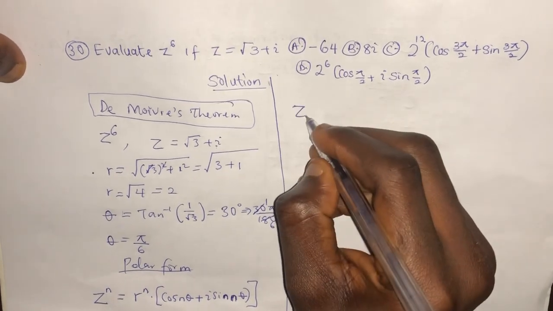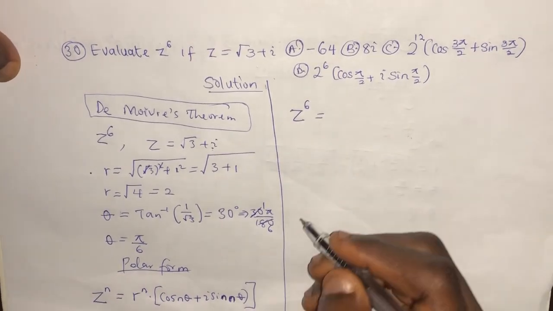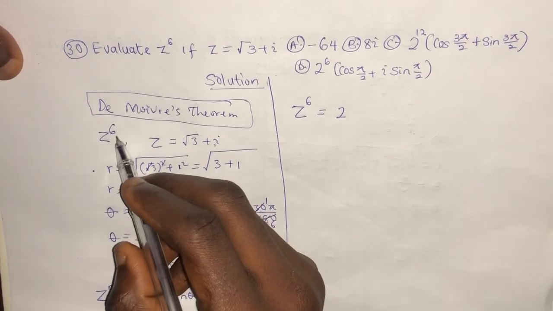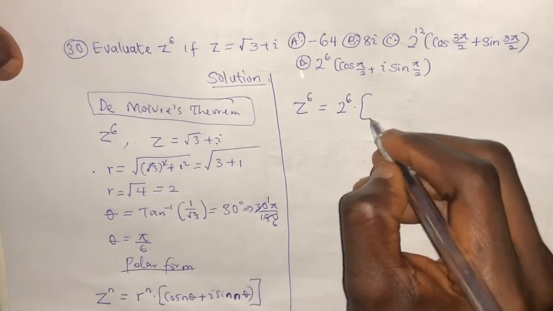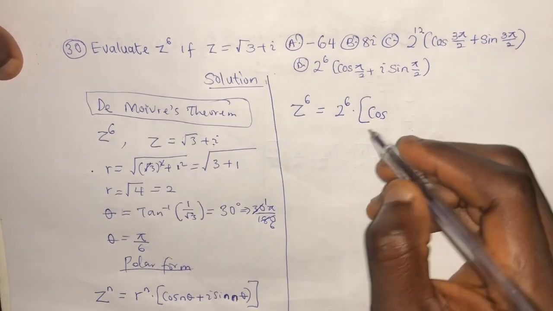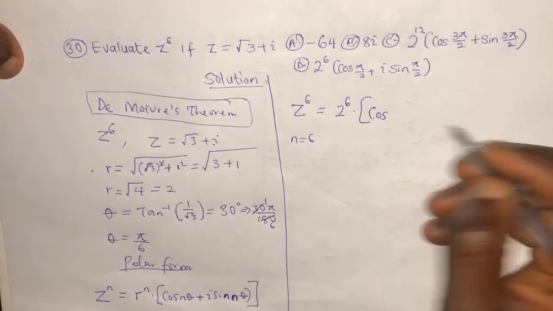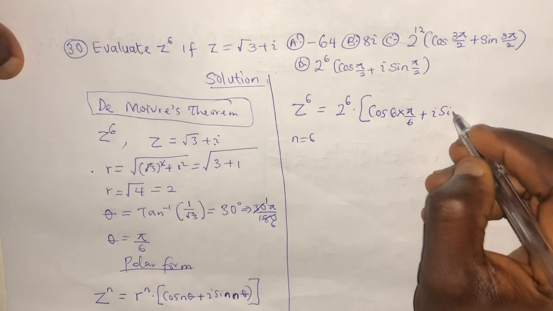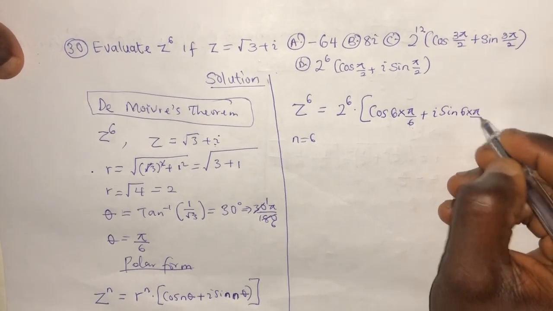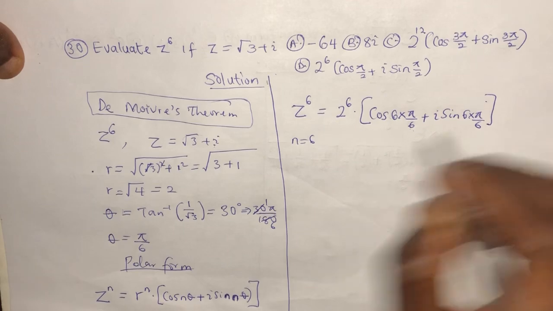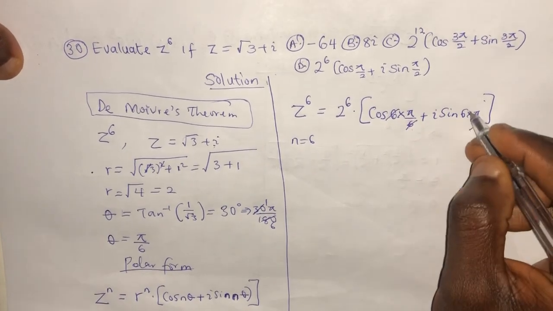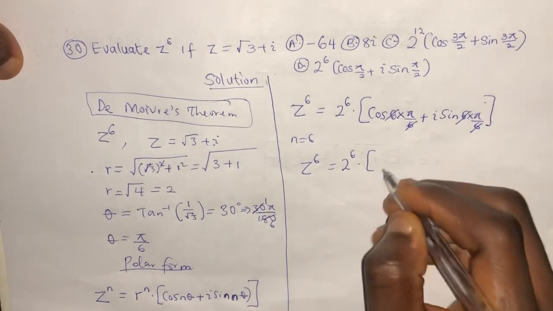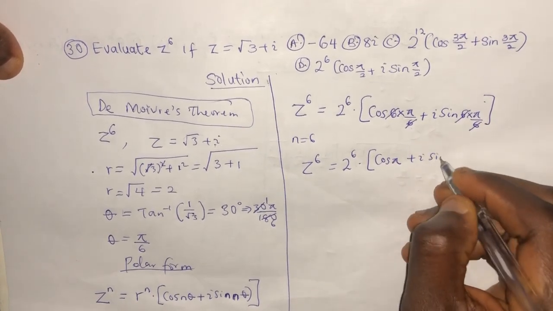So we have z to the power of 6 equal to r, which was our 2, then remember to the power of 6, multiplied by cos. Remember that our n is 6. 6 multiplied by pi over 6 plus i sine 6 multiplied by pi over 6. And the 6 will now cancel 6. So we have z to the power of 6 to be 2 to the power of 6 multiplied by cos pi plus i sine pi.